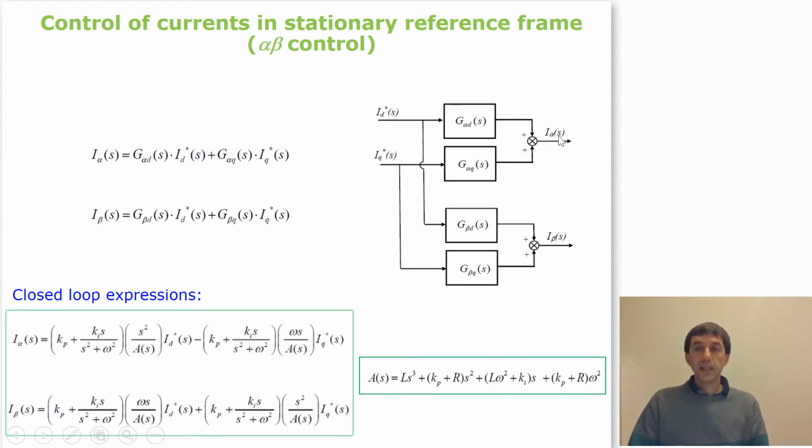So we can say that the alpha and beta components of the current for this alpha beta control depend on the two inputs, reference currents in dq, and they are multiplied by these two terms. This will be this term, and this other will be this term. This term will be this one, and this term will be this one. So this is another different way of representing the same. And these are the closed loop expressions that represent the output currents in function of the references, which are the input currents.